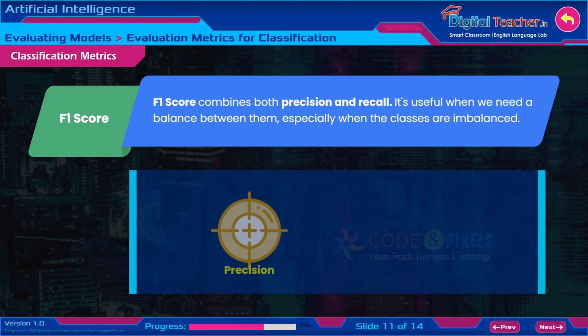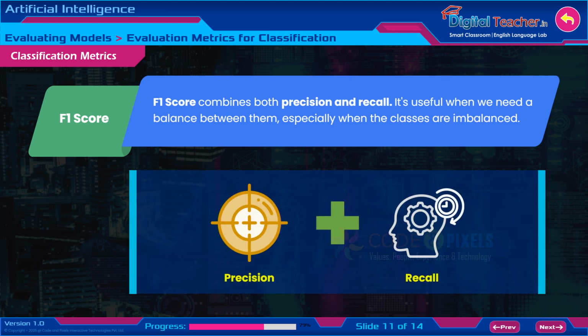F1 score combines both precision and recall. It's useful when we need a balance between them, especially when the classes are imbalanced.